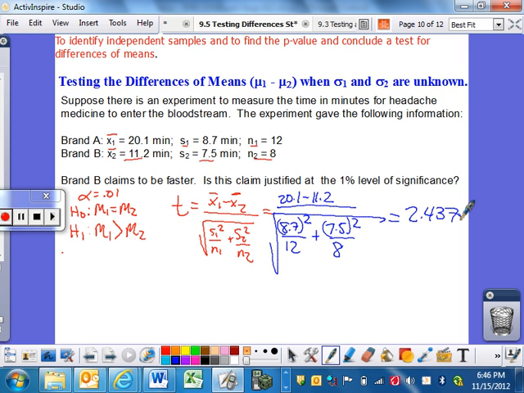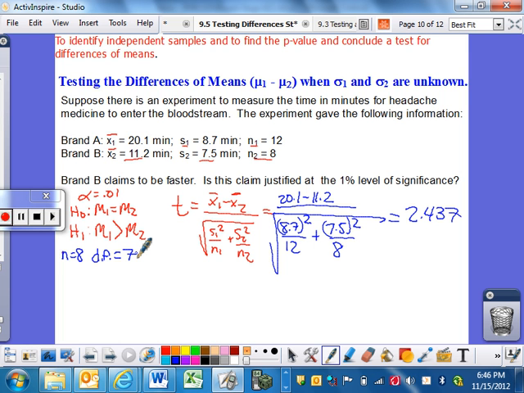Now, what do I do to get a p-value? This is where you go to your blue table now because it's a t-score. What degrees of freedom do we need? No different than in chapter 8 when there are two groups. It's the smaller of the two. So the smallest n is 8. The smallest degrees of freedom is 7.